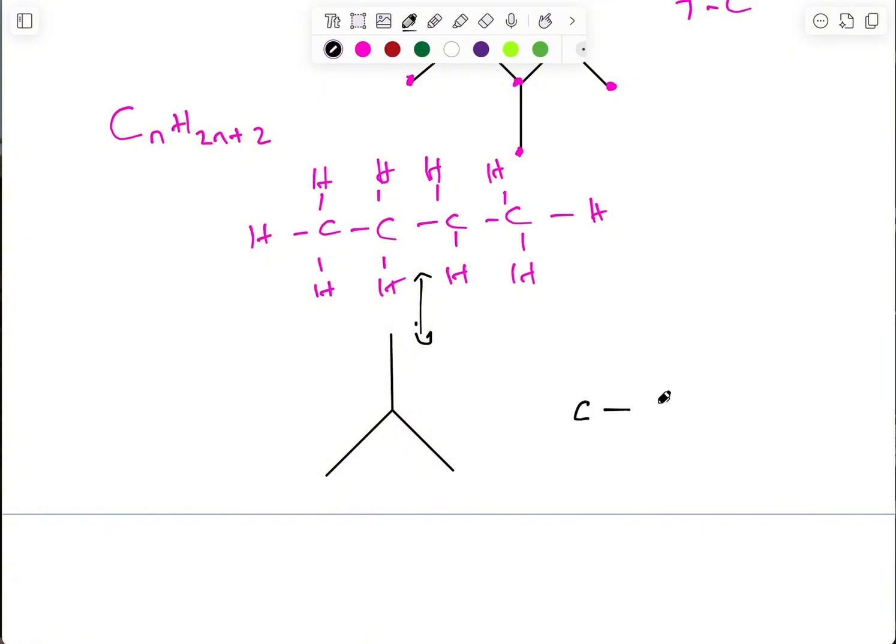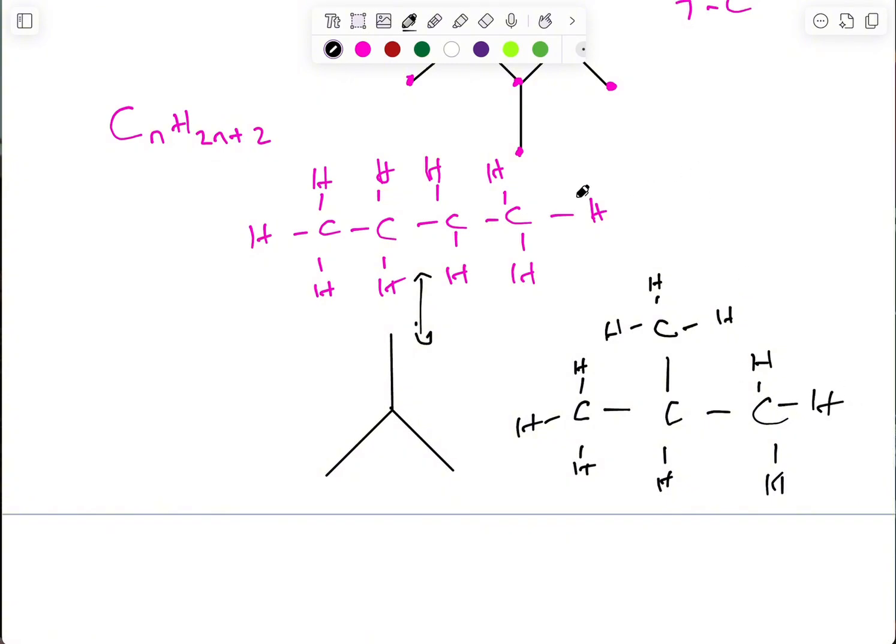We have C, we have C, then we have another C there. But from this C, like I told you, once you have an end, it's always a C. So we have C here. So this structure is like this. Let's put the hydrogens around the carbons. So let's count. How many carbons do we have here? 4 carbons. And how many hydrogens? 10. So we have C4H10. For this one, how many carbons? 1, 2, 3, 4. So we have C4H10 as well.